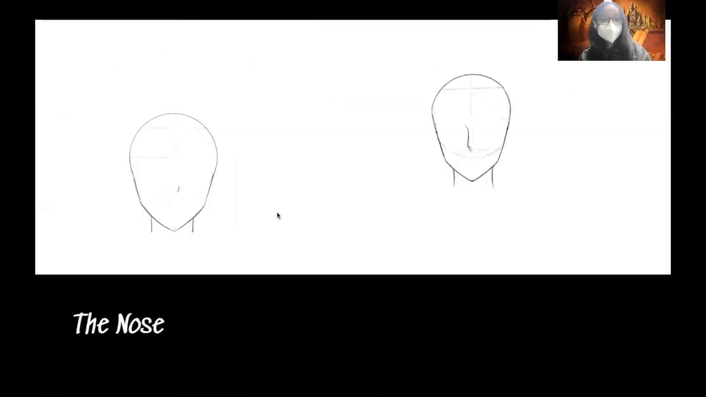Okay, where I would place the nose is, you see the three lines I drew previously. I will usually place the nose right on the little dot right there. And the mouth, usually between the halfway point of this line and the chin is the bottom, where I would place the bottom of the lip.